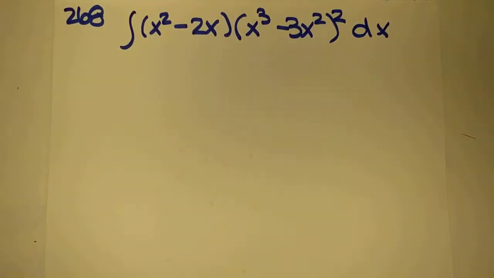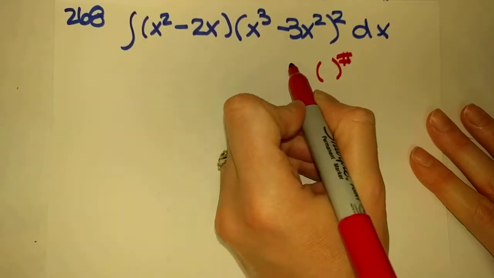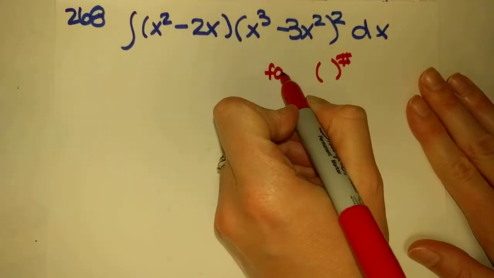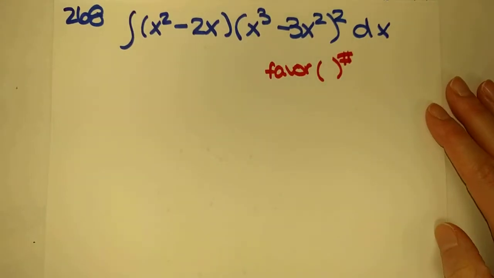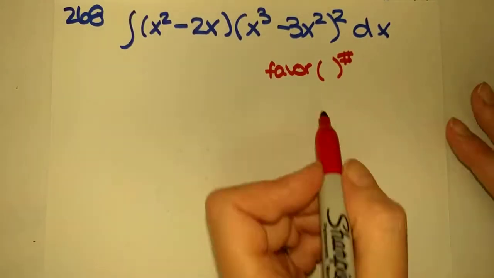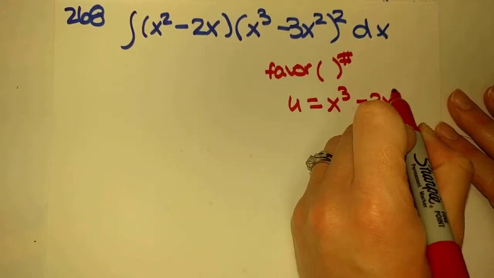So our first step is we see parentheses, so we could remove the parentheses if we wanted to, but the easier way is going to be to go through u substitution. As we said in the last problem, if you have parentheses to a number, you are going to favor whatever is inside those parentheses as your u. So here I'm going to choose u is equal to x cubed minus 3x squared.